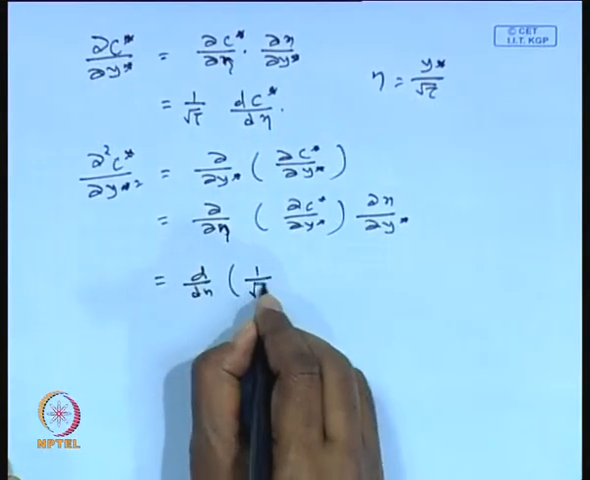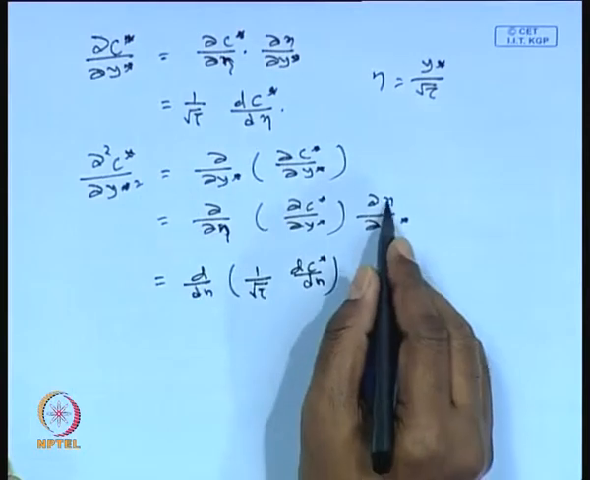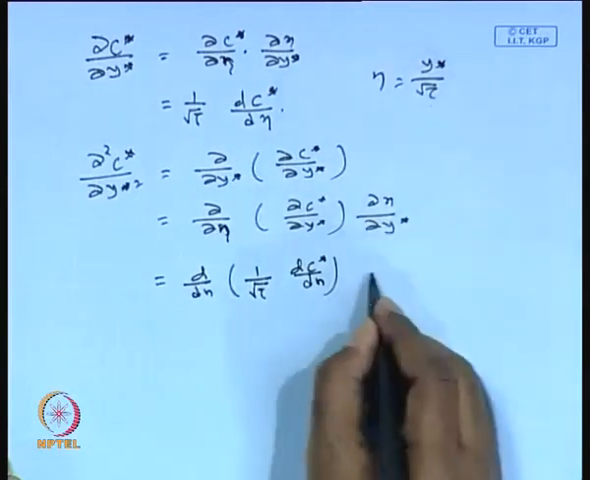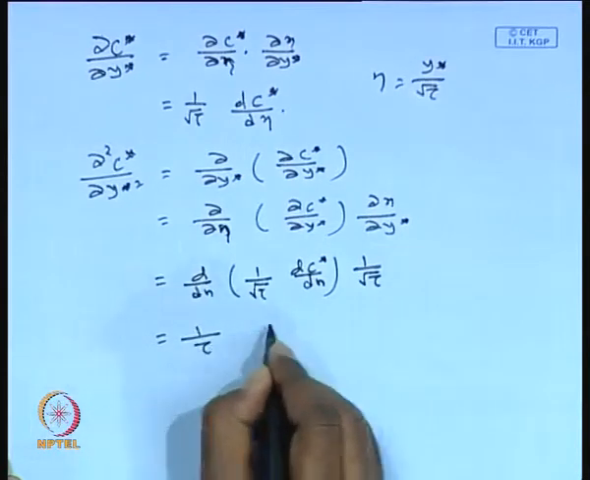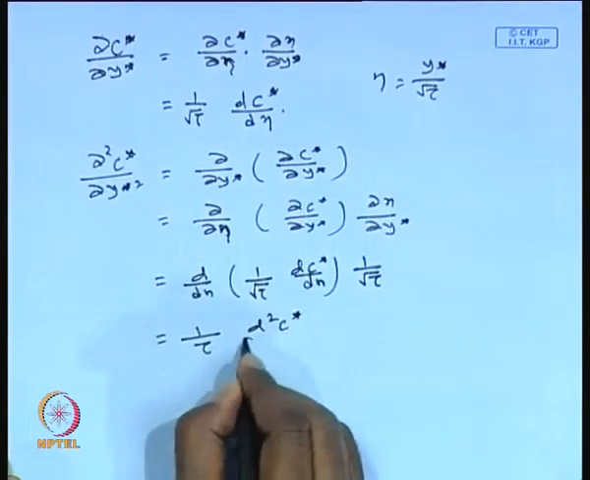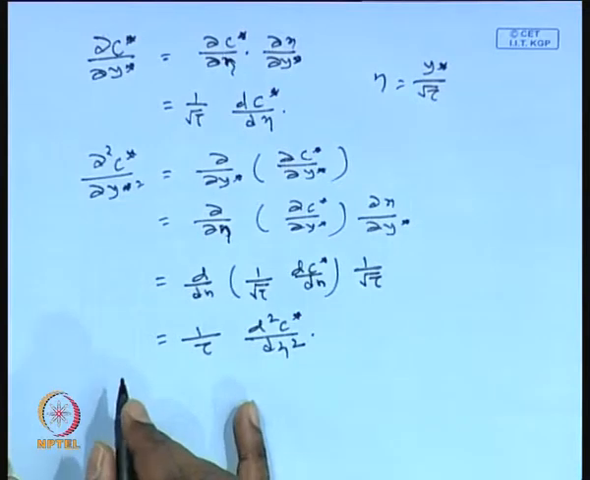So, this will be 1 over root over τ dc*/dη, and ∂η/∂y* will again be 1 by root over τ. So, this becomes 1 over τ d²c*/dη². That way we can express all the partial derivatives in terms of the single variable η. Now, you can substitute in the governing equation. This becomes what?